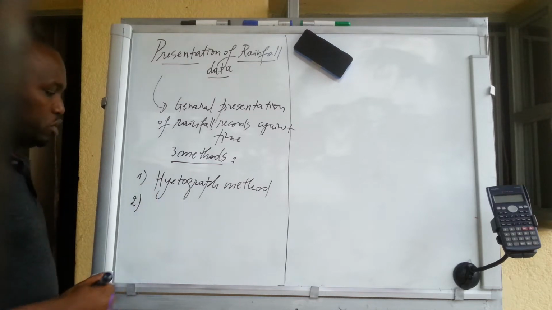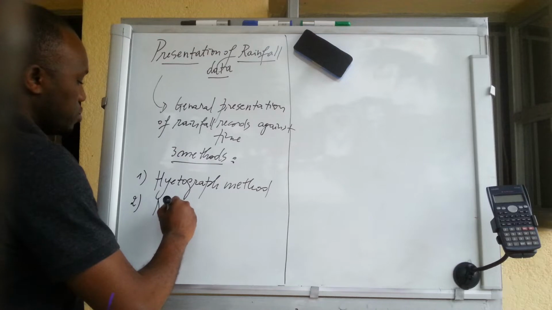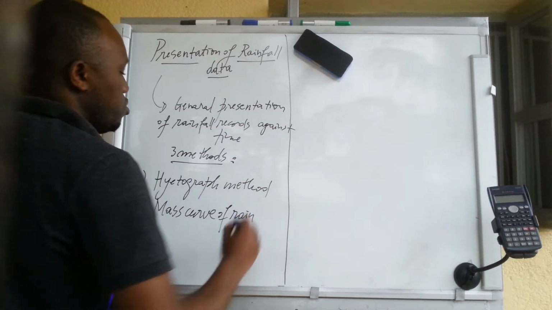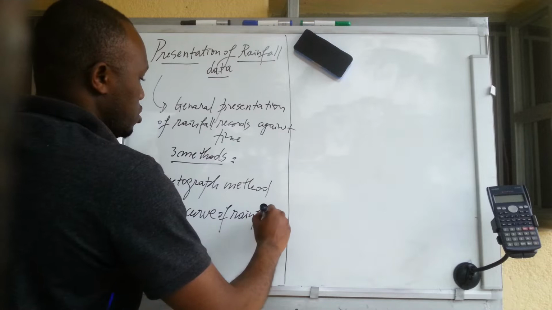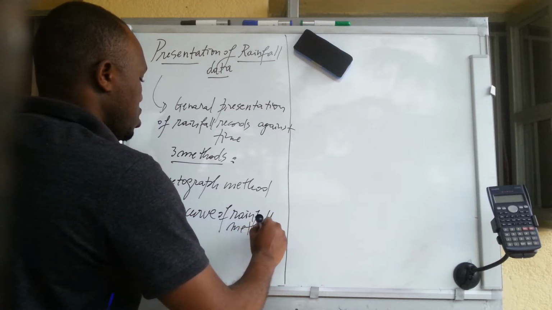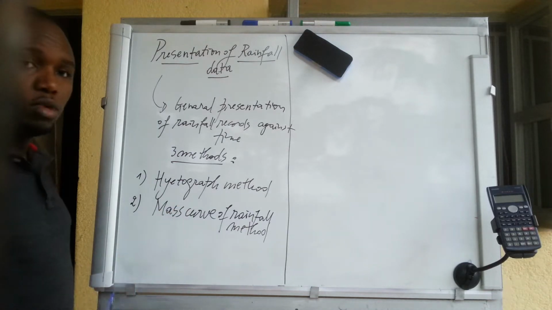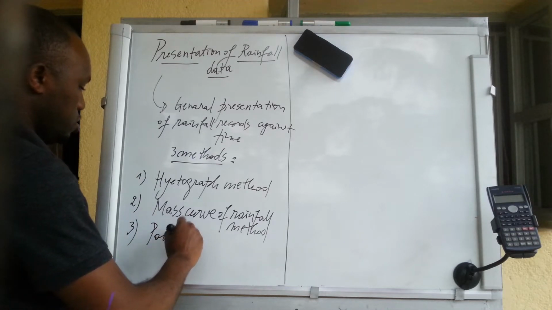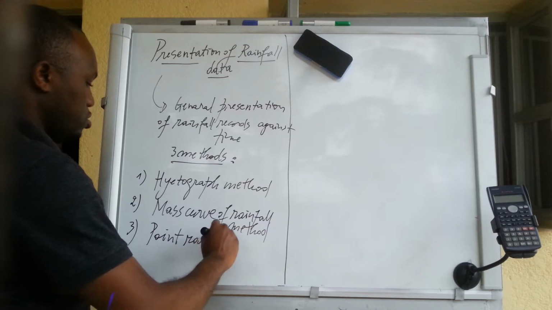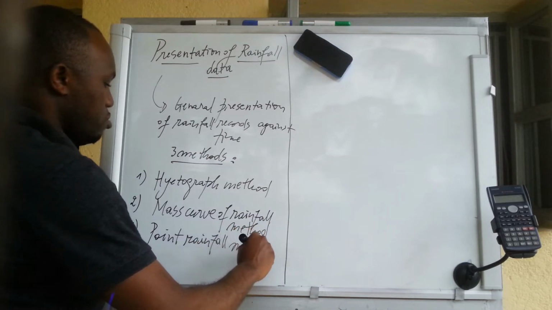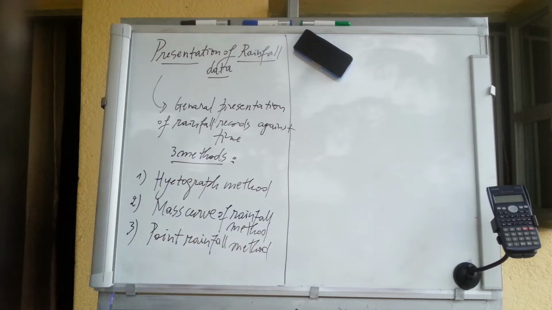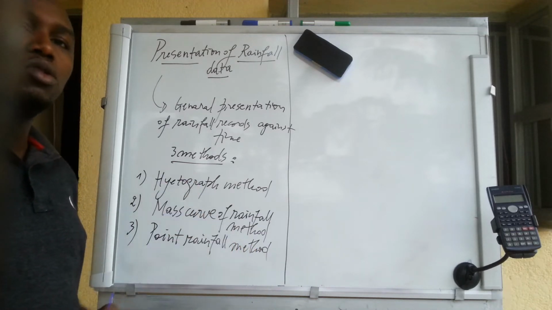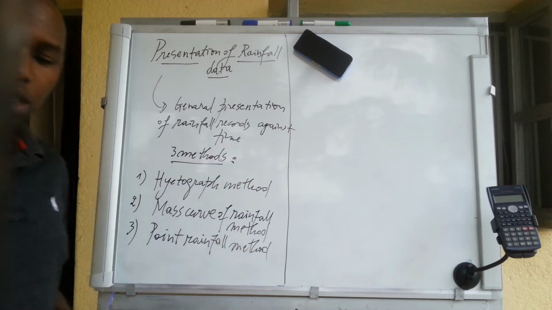The other one, which is mostly used, is the mass curve of rainfall method. That is another method which is commonly used to present the rainfall data, and the other method is the point rainfall method. Mainly, these are 3 common methods which are used to present rainfall data. So now it's time to go through every method to better understand how each method works.